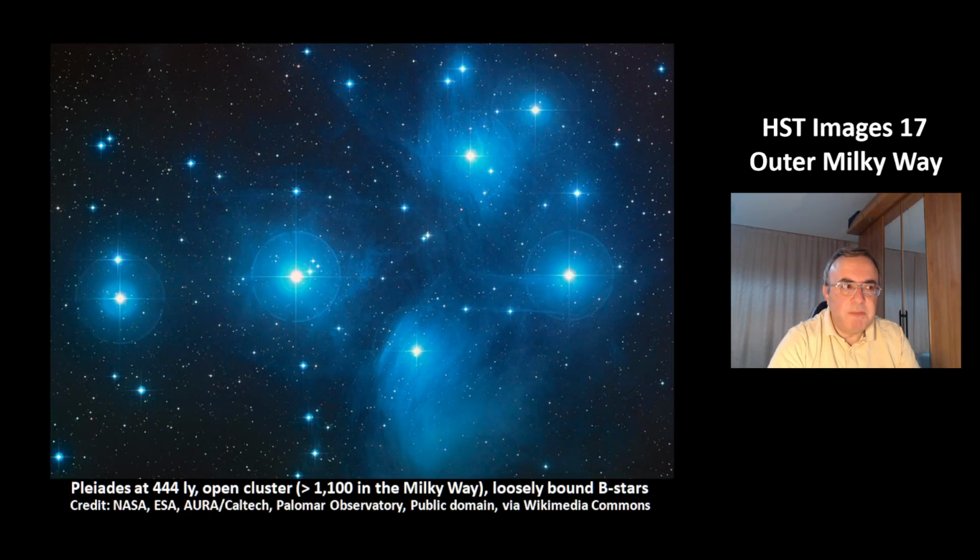This is an example of an open cluster. That's the Pleiades at 444 light years. There are over 1,100 open clusters in the Milky Way. The difference is the open clusters are loosely bound. And in this case, this is a group of B stars. The B stars are massive stars, far bigger than the Sun.